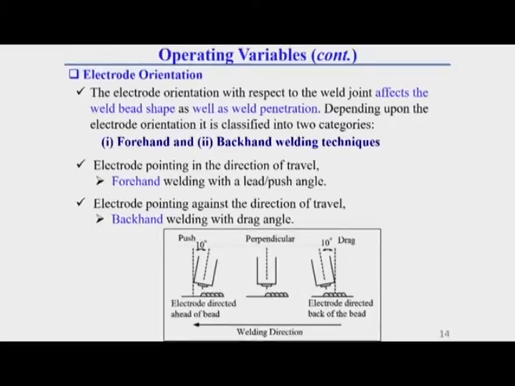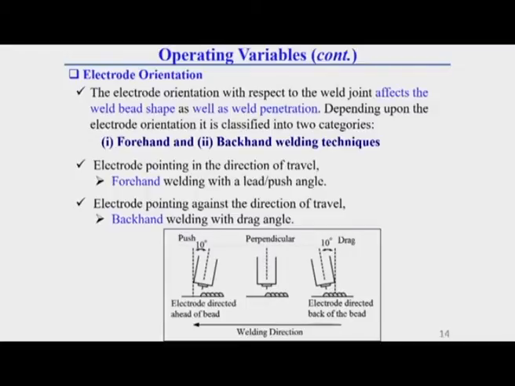Now another important parameter is called electrode orientation. This is a very interesting parameter. Electrode orientation with respect to the weld joint affects the weld bead shape as well as weld penetration. Depending upon this electrode orientation, welding techniques can generally be categorized into two different categories.